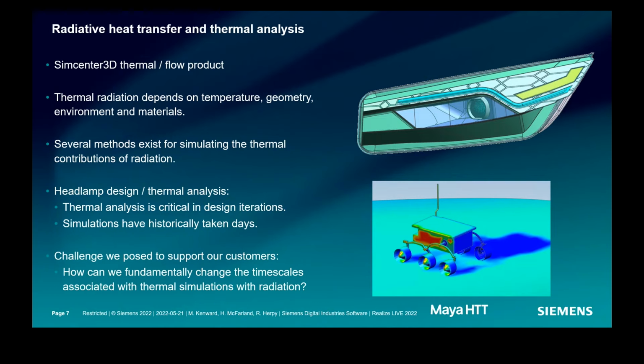Thermal radiation really is a complex phenomenon, and it's very difficult and computationally expensive to model. It's a function of the temperature of the components themselves, the geometry, the environment, the materials. And as we'll show, what we're aiming to do is really expedite this part of the simulation process for our thermal analysts. There are many methods that exist. We're not necessarily reinventing a new method. We're implementing an advanced functionality on GPUs to expedite these calculations.